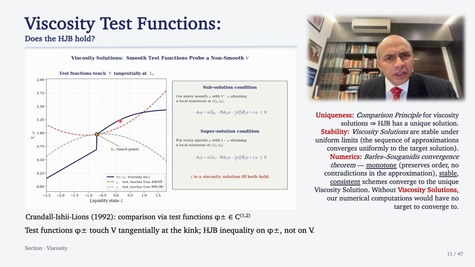Because the value function V may have a kink, may not be classically differentiable, we can use a viscosity solution to replace the derivatives of V with derivatives of smooth test functions, psi plus and minus. This is due to Crandall-Ishii-Lions 1992 result. The comparison principle guarantees that the HJB has a unique viscosity solution that's monotone, stable, and consistent.